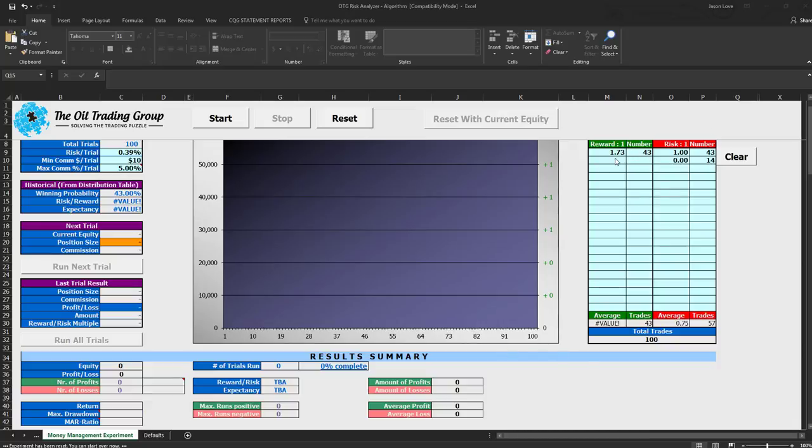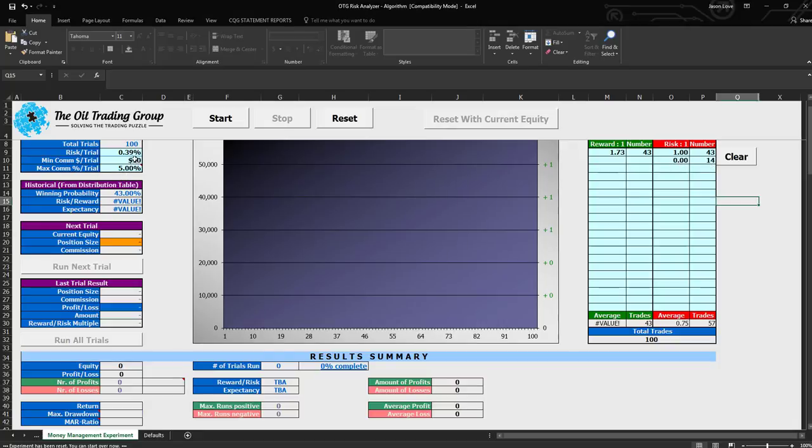43% of my trades are winning at 1.73. 43% of my trades are losing at 1-to-1, and I've got 14% of my trades at break even. I am including commission and slippage at $10 a trade. That's a pretty fair estimate at $10 for commission and slippage on every single trade. Not every single trade gets slipped, and that's about 3 times, maybe even almost 4 times, what you would pay in average commission. So that includes commission and slippage.